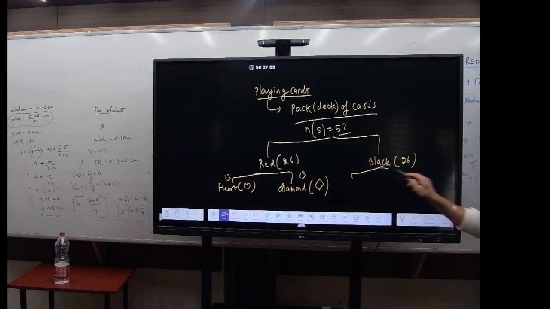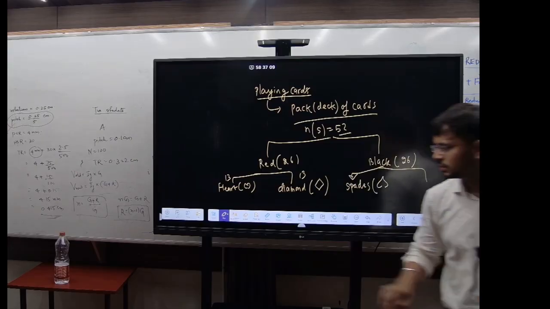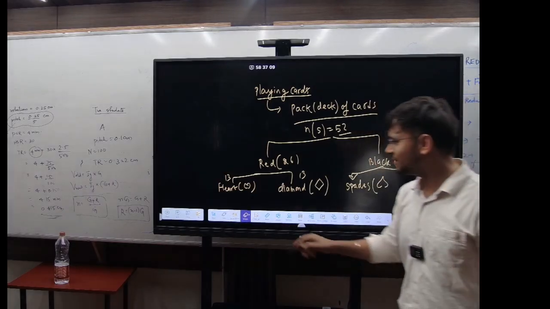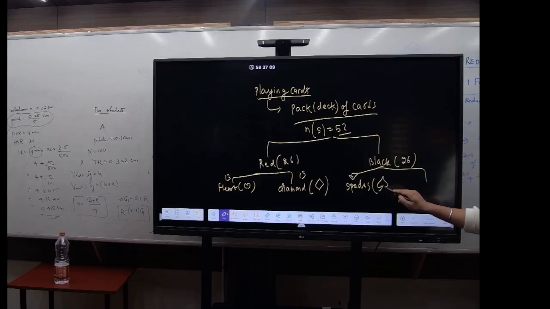Again black cards will be of two types: spades and clubs. This is spades and next is clubs. So all will be 13 cards, yes or no?